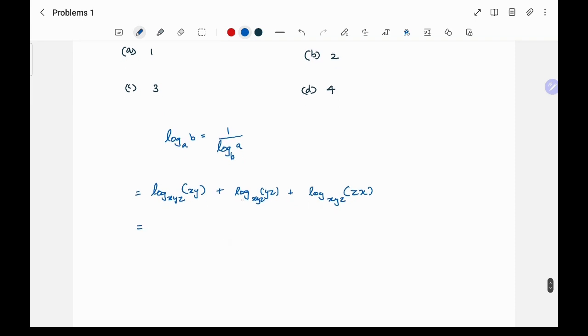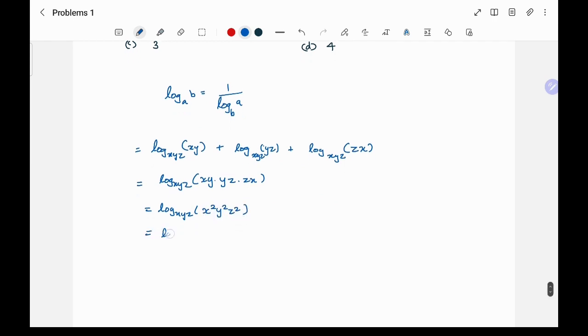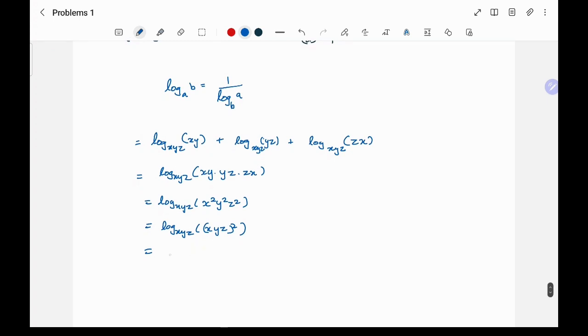Okay, so now bases are equal and addition is nothing but multiplication inside the log. So xy into yz into zx, so this is nothing but log to base xyz of x square y square z square, which is nothing but log to base xyz of xyz whole square. But we know this is equal to 2, right? Log of x to base x, whole square, is 2.